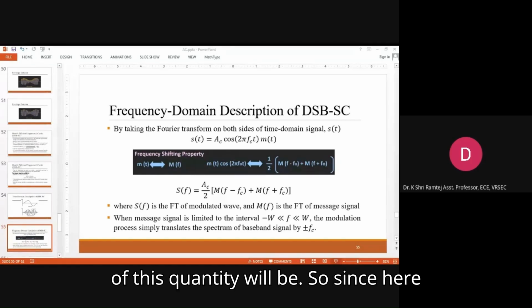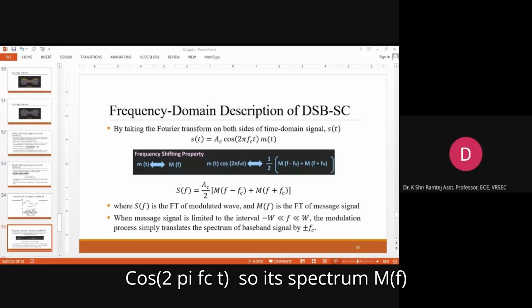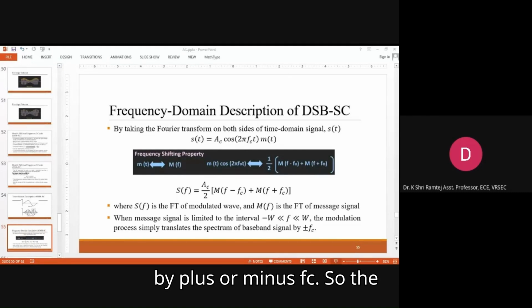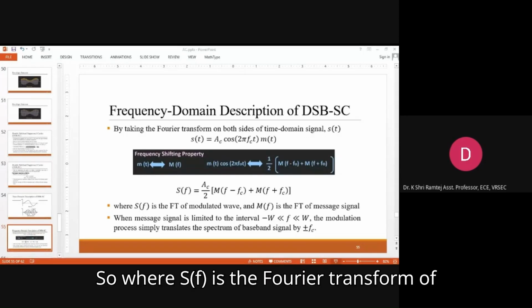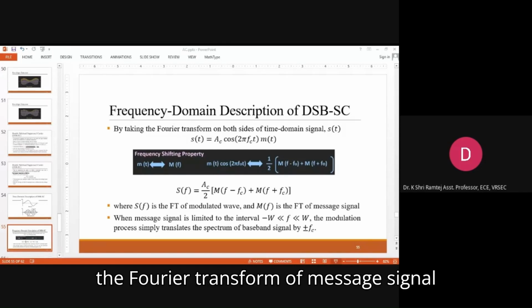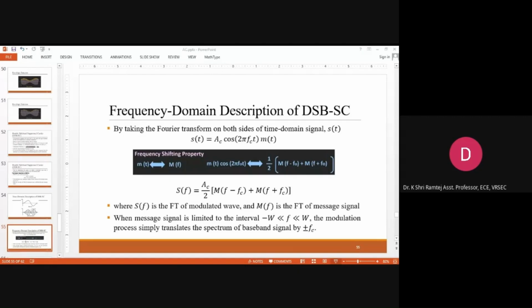So the Fourier transform of this quantity will be, since here m of t is being multiplied by cos 2 pi f_c t, its spectrum M of f will be translated in the frequency domain by plus or minus f_c. So the frequency domain description will be A_c by 2 times M of f minus f_c plus M of f plus f_c, where S of f is the Fourier transform of the modulated wave S of t, and M of f is the Fourier transform of the message signal m of t.